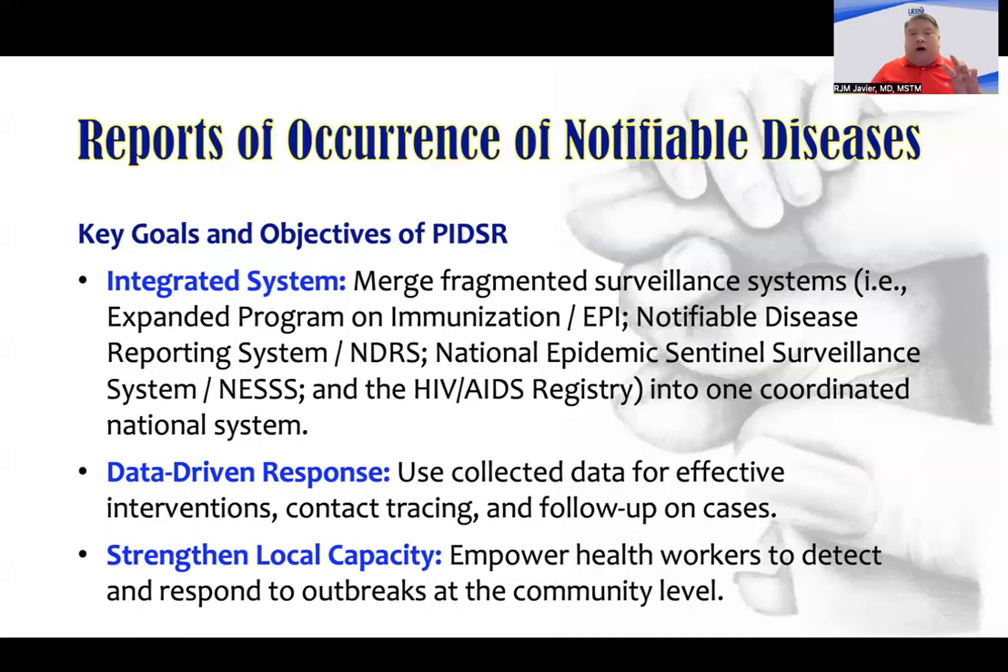Now, with the birth of the PIDS-R, you are now able to merge fragmented surveillance systems into one coordinated national system. Again, we're talking of primary, secondary data. And so it also allows data driven responses, wherein the PIDS-R will be able to use gathered data for effective interventions, contact tracing, or even follow up on identified cases. And lastly, it strengthens local capacity. It empowers our health workers to detect and respond to epidemics at the community level.